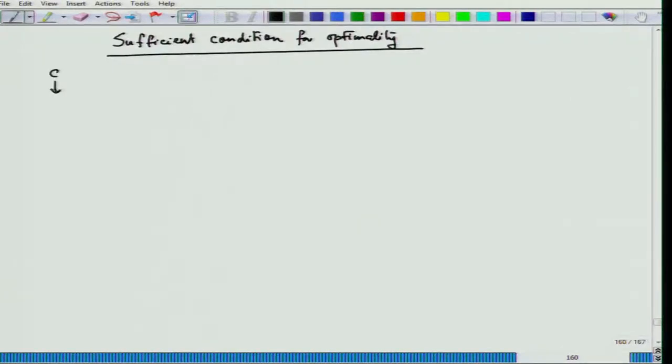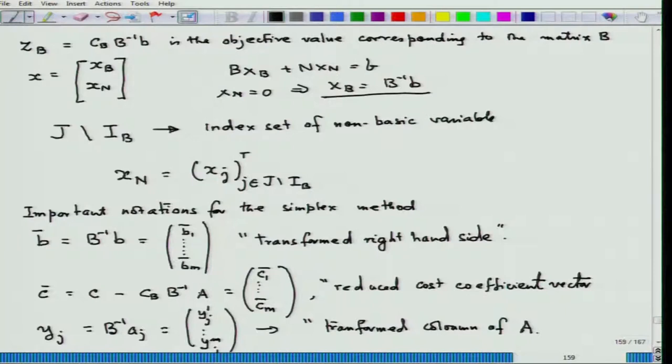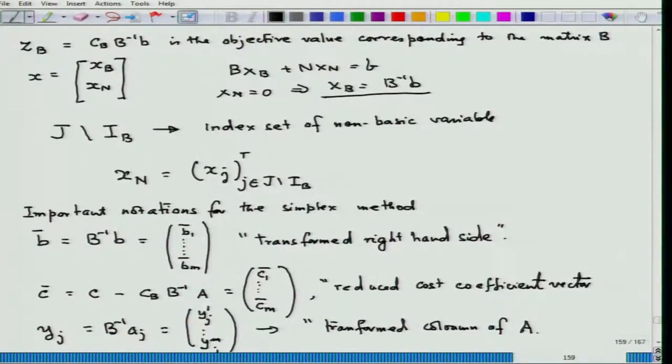Now, this cost vector, I would again remind you, because people might be so conversant with writing things as column vectors, C is equal to CB CN. So, this part corresponds to the basic part, and this is the non-basic part. Now, just look at the reduced cost coefficient only for the non-basic part. It was CB B inverse A, but here I do not want the whole thing, I want only the N part, right. Because I can write this A as B and N, so I can get the whole thing divided into two parts.